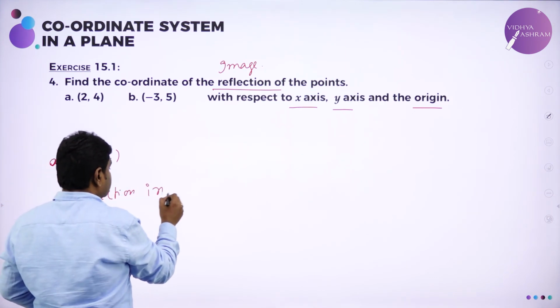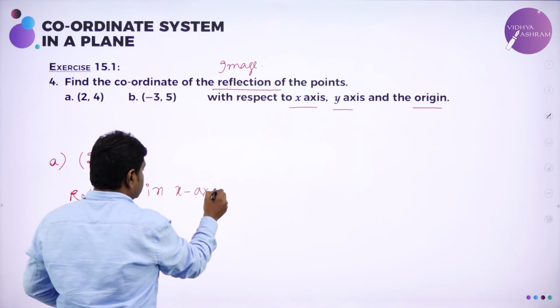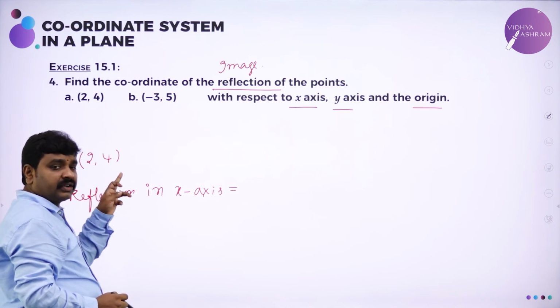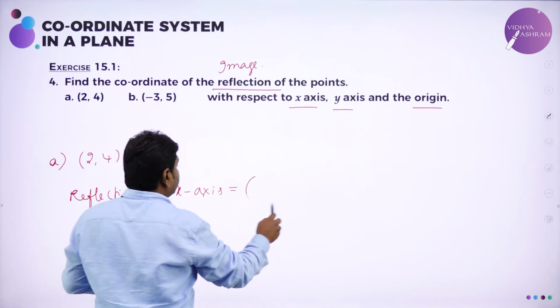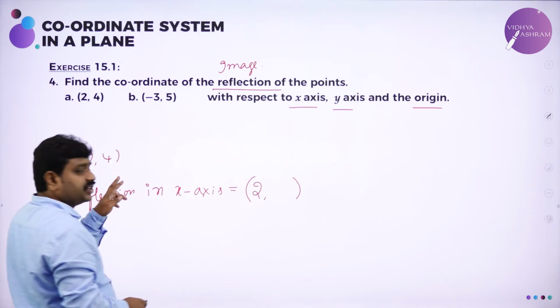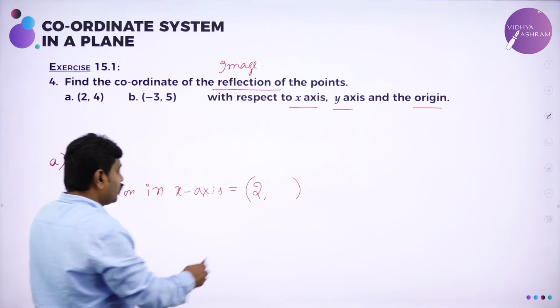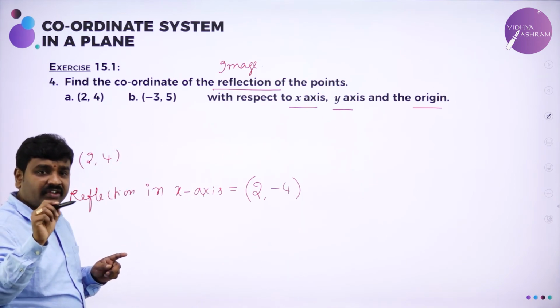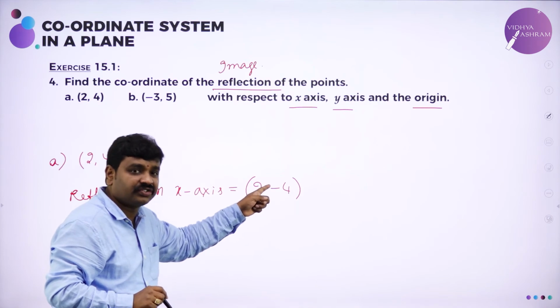Now the image or reflection in the x-axis: a point's reflection is another point. With the x-axis, the x value stays the same, but the sign of y changes. Y is positive 4, now it will become minus 4. The image of a point with the x-axis means the y-coordinate sign changes.